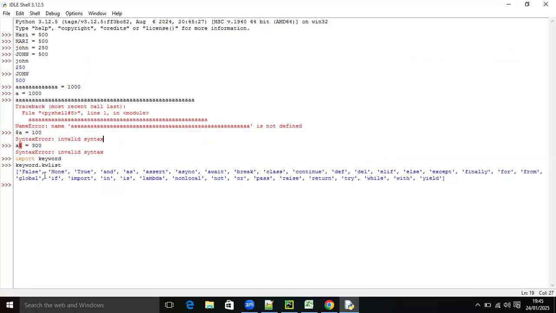These are the keywords we have: False, None, True, and, as, assert. These are the keywords of Python. So I'm minimizing it. We are going to use each of these in upcoming sessions, and we will not use all these keywords in a single program or in this session. Whenever we require keywords, only in that particular scenario are we going to use them.